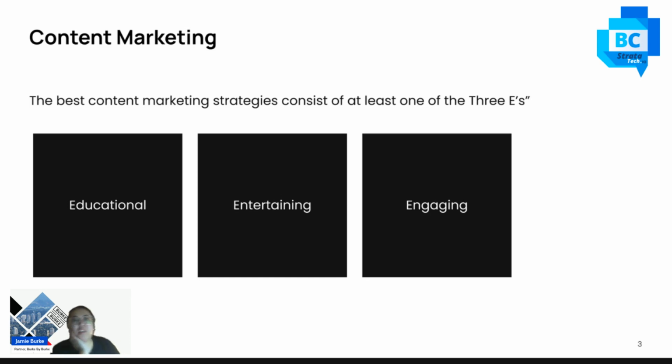So I'm going to describe a concept that is probably what you as a council member or a strata manager encounter the most, whether or not you actually know that's what you're encountering or what it's called. And as a trade contractor or business, this is likely the most effective form of marketing that you can use to target your message to the strata councils, strata managers, etc. So content marketing is really a strategy. It's probably the strategy that I use most often. And the best content marketing strategy contains at least one of the 3 E's: educational, entertaining, and engaging.